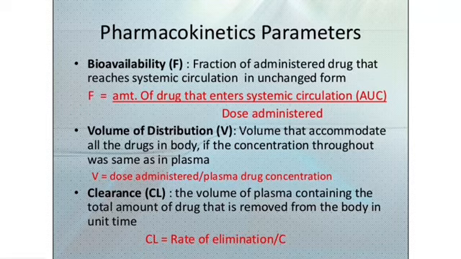Bioavailability, or F, is the fraction of administered drug that reaches systemic circulation in unchanged form. F is equal to the amount of drug that enters systemic circulation, or AUC, the area under the curve, divided by the dose administered. Volume of distribution, or letter V, is the volume that accommodates all the drug in the body if the concentration throughout was the same as in plasma. To calculate volume of distribution, you consider the dose administered and divide it by the plasma drug concentration.